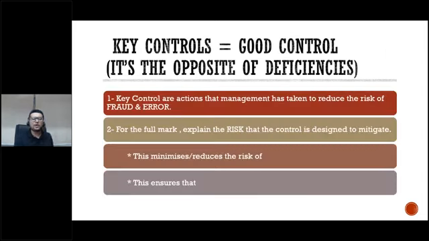Now the opposite of it. We are going to use wording such as this. This ensures that. This minimizes the risk of. This reduces the risk of. Is this clear? How to start the sentence? This minimizes the risk of.